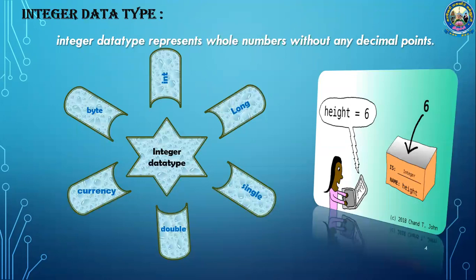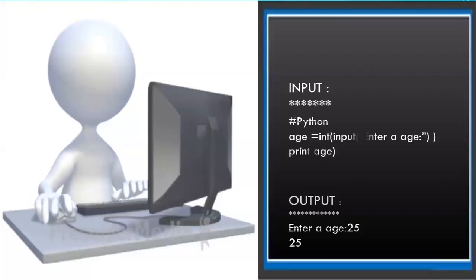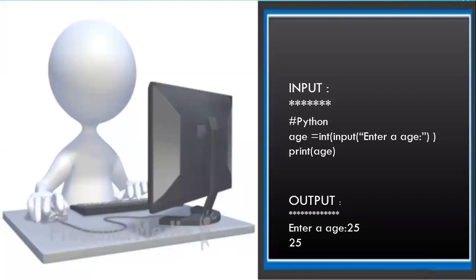Here are the types of integer data type. They are int, long integer, single integer, double integer, currency, and byte. This is an example program for integer data type. Age is a variable of the integer data type and its value is set to 25. Integers are used to store whole numbers without any fractional or decimal parts. They can be both positive and negative.